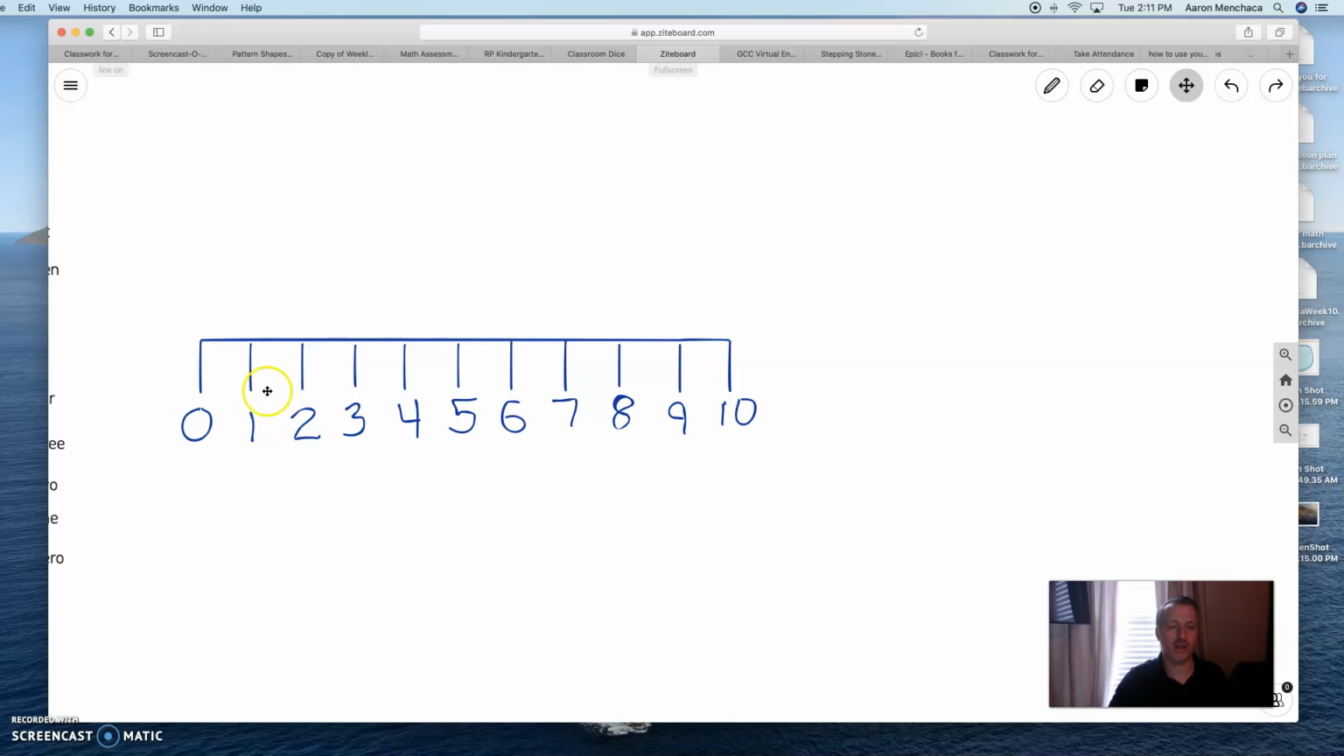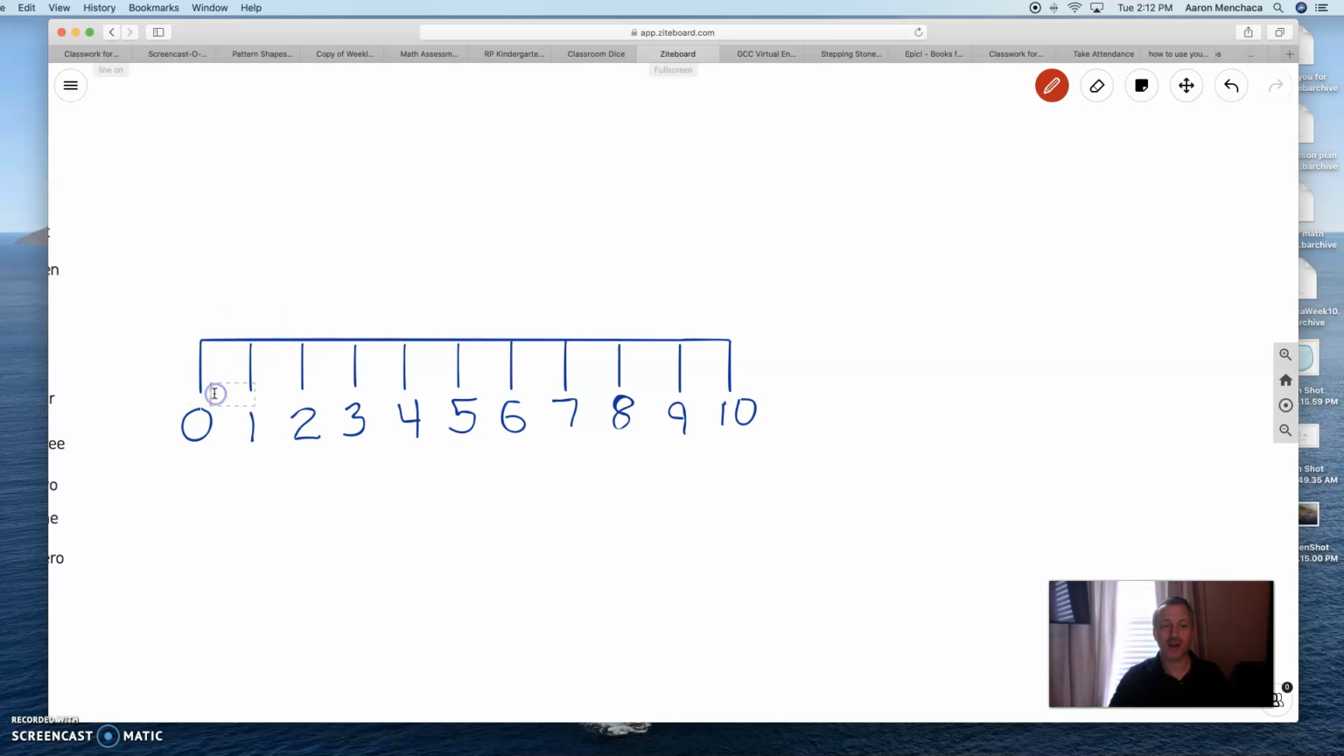0, 1, 2, 3, 4, 5, 6, 7, 8, 9, 10. Very good. And let's go backwards. 10, 9, 8, 7, 6, 5, 4, 3, 2, 1, 0.